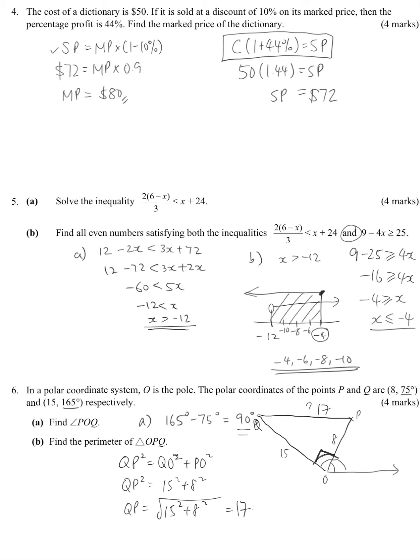So since this is 17, they ask me for the perimeter. So for part B, the perimeter is the three sides added together, the 17, the 15 and the 8. So that would be 40 units, because there are no units given, so 40 units.